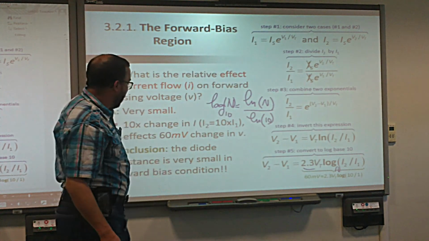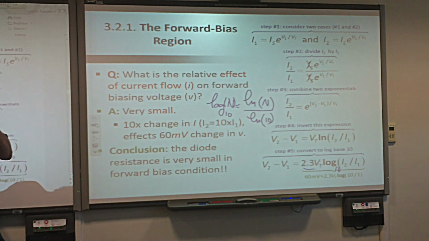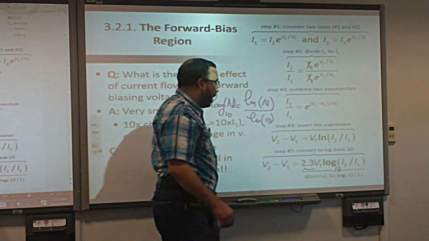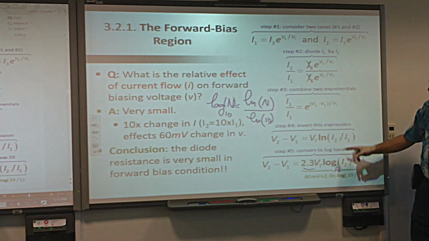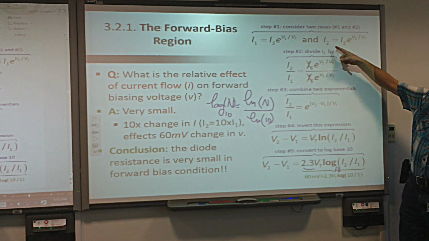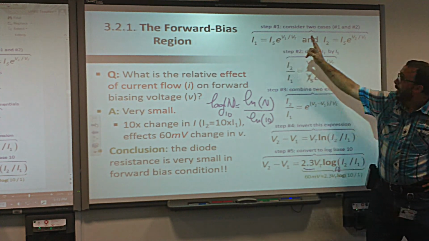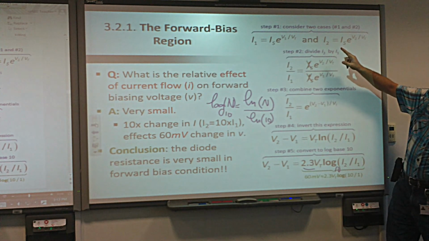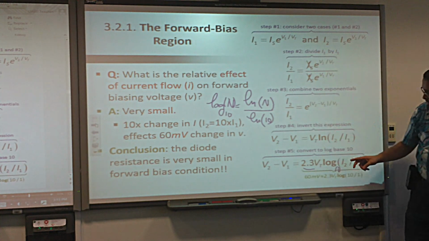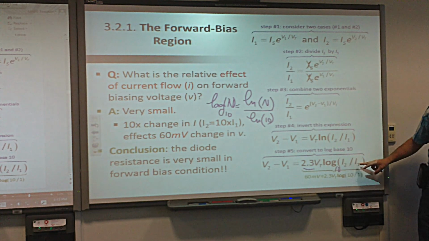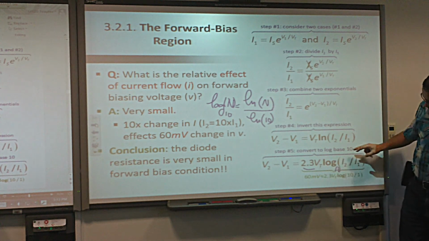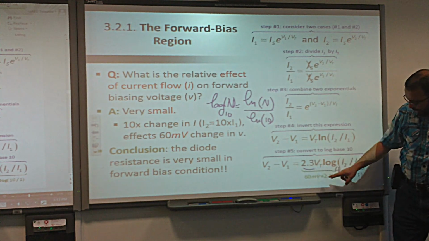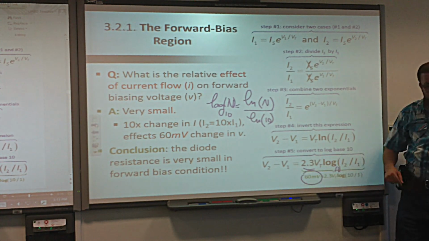Now, what does it mean? It means the same thing that I said just now. If we change the voltage to V2, and we make the current here 10 times this current, how much is the voltage difference between V2 and V1? So if I2 is 10 times I1, log base 10 of the number 10 is equal to 1, yes or no? Yes. So this is equal to 1 times 2.3 times Vt. This is almost 60 millivolt.